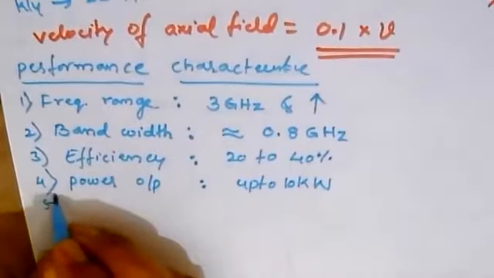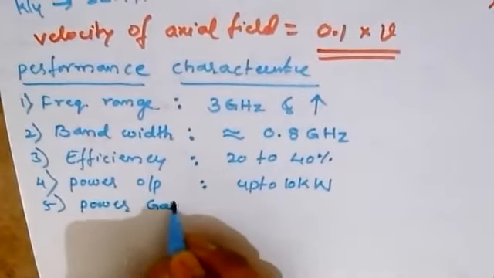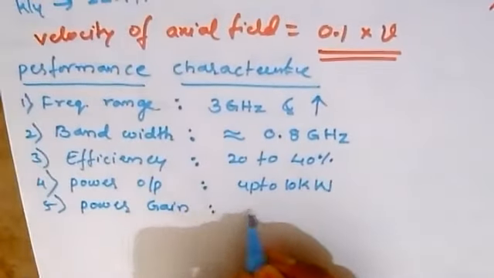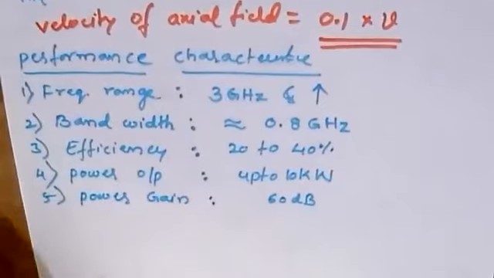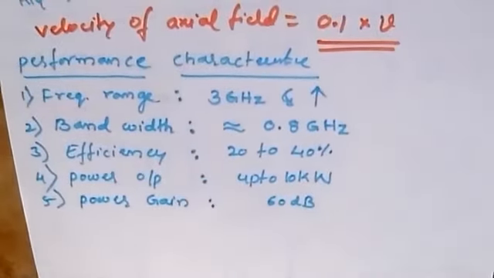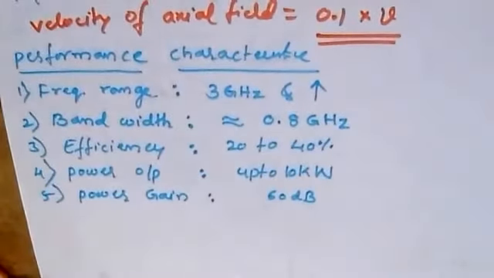Okay, and we can also calculate the power gain. The power gain is given as up to 60 dB. This is the performance characteristics of two cavity klystron amplifiers.